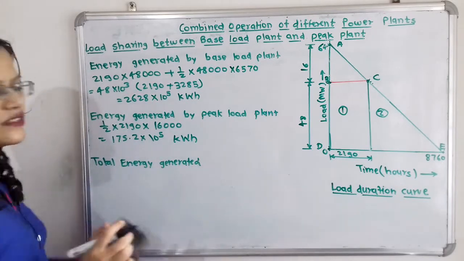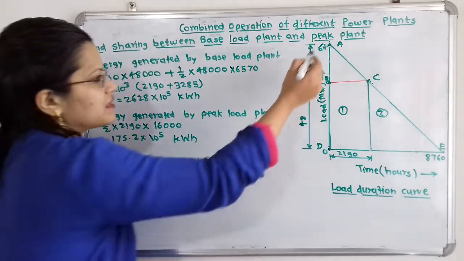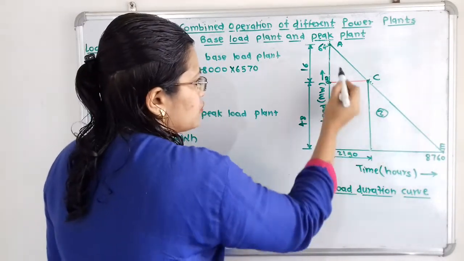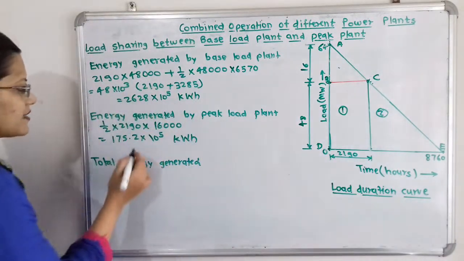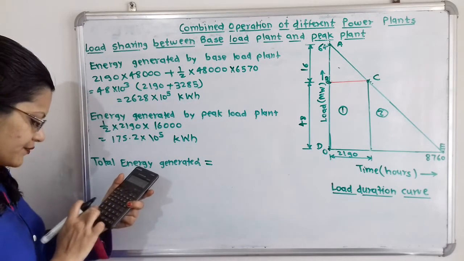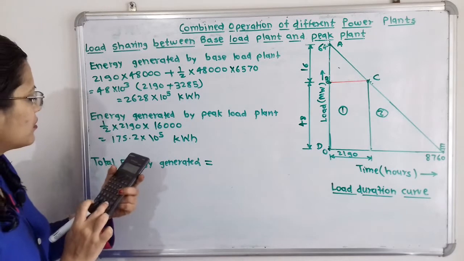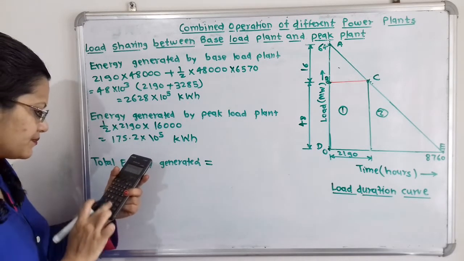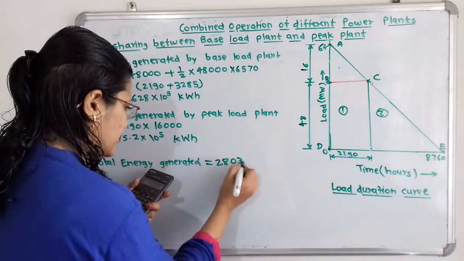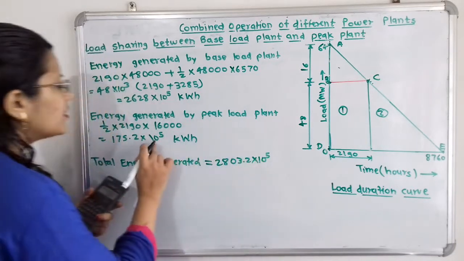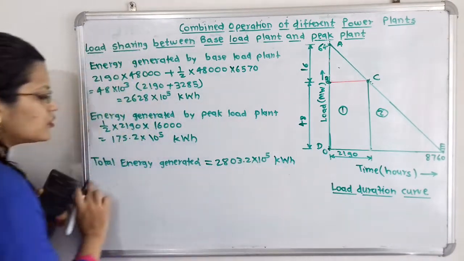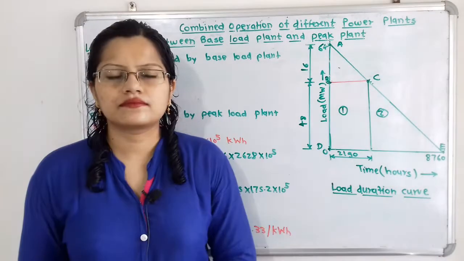Now we will find out what is the total energy generated. So total energy generated, that means this total area. So we can add all these areas, that is section 1, section 2 plus this triangle. So we will add these two areas, total energy generated, that is 175.2 plus 2628, that is 2803.2 multiplied by 10 raised to 5. So here we will take 10 raised to 5 as common and unit will be kilowatt hour. So this is the total energy generated.